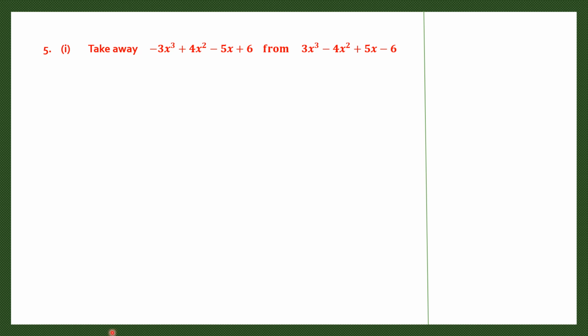Question 5. Take away this polynomial from this polynomial. So whenever you have takeaway, it's understood it is subtraction. And then we write what comes after from first. So let's write that. So that becomes 3x cubed minus 4x squared plus 5x minus 6 minus the first polynomial, which is minus 3x to the power of 3 plus 4x squared minus 5x plus 6.